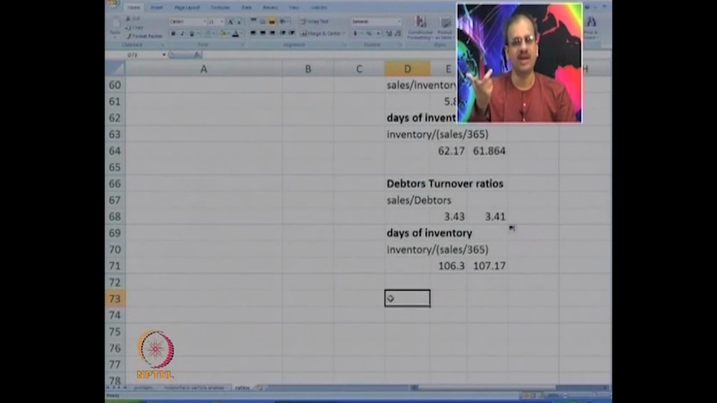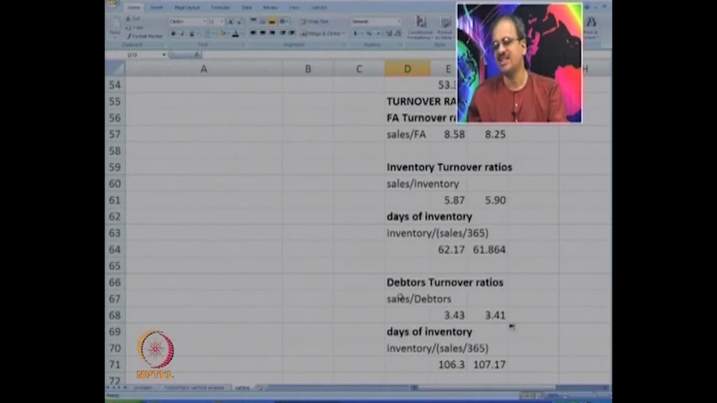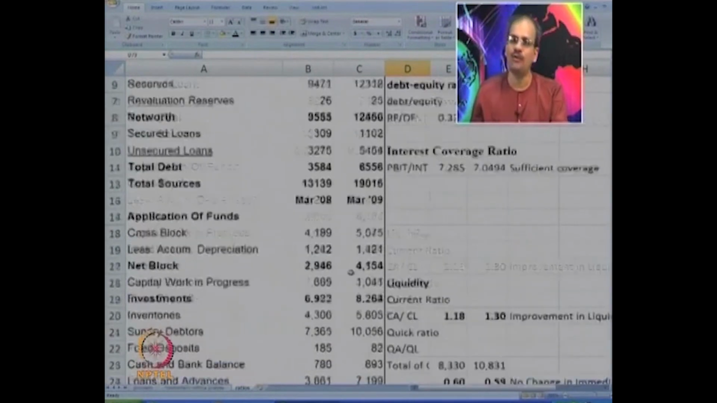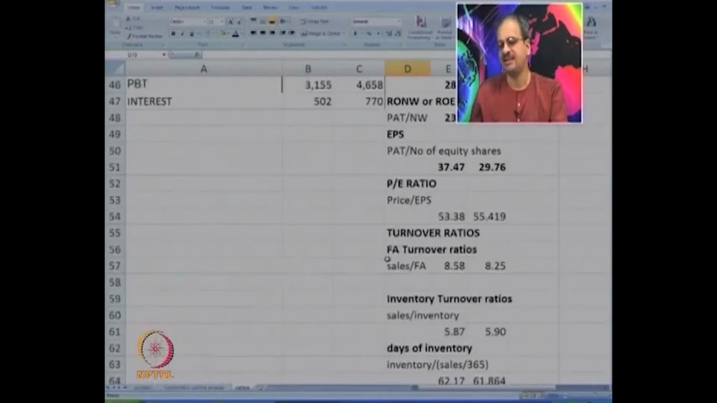Does not show very good collection record. Of course, it changes from industry to industry. So here we were trying to calculate various turnover ratios. So I hope now you have understood various types of ratios. Okay. So we will stop here and we will go for the next case now. Please have a look at all the ratios once again.